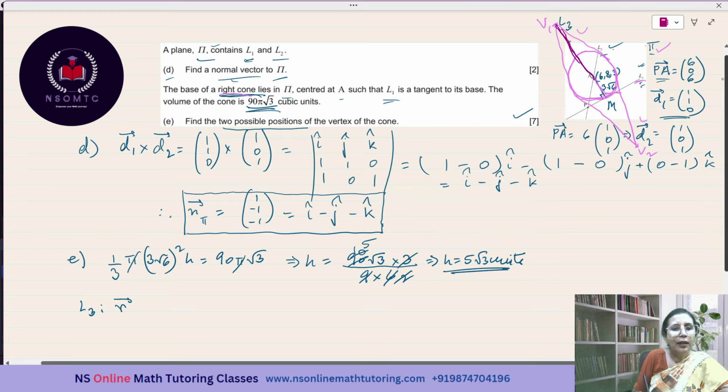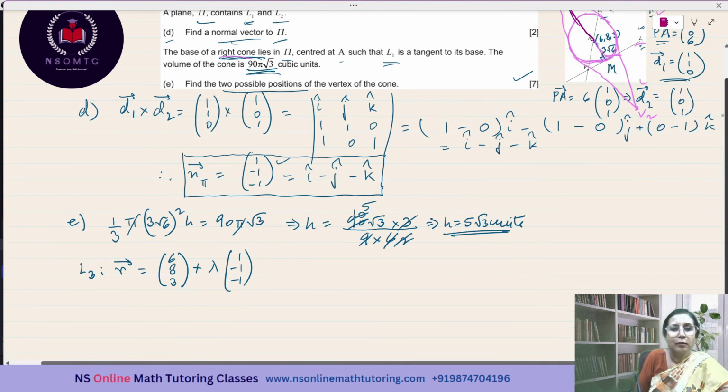as r equal to (6, 8, 3), the position vector of the point A, plus, let me take lambda, times the direction vector, (1, -1, -1). Okay, so therefore V1's coordinates will be 6 plus lambda, 8 minus lambda, and 3 minus lambda.